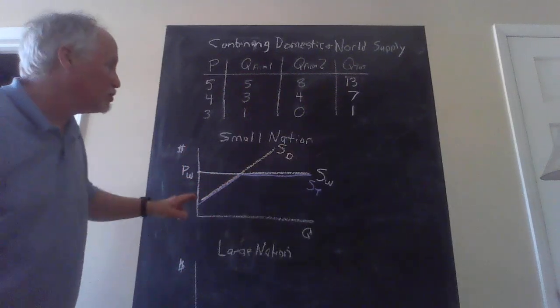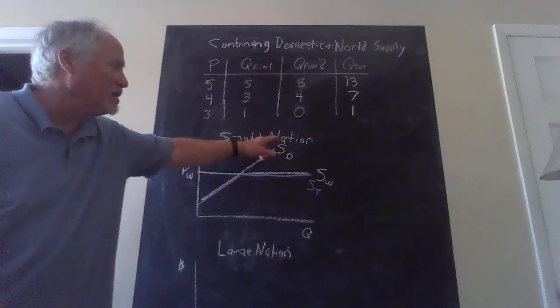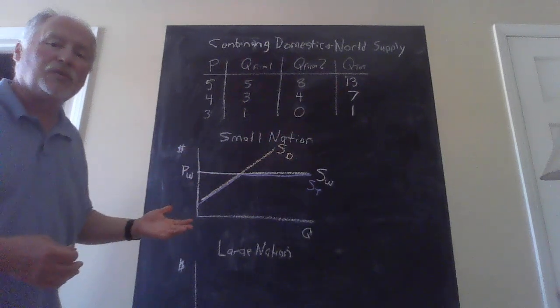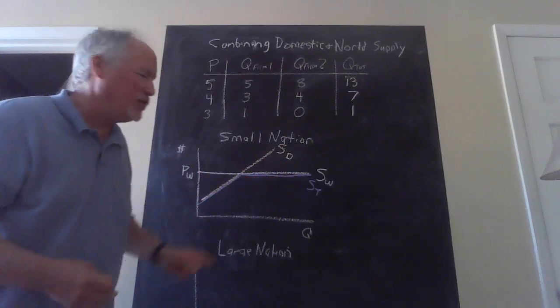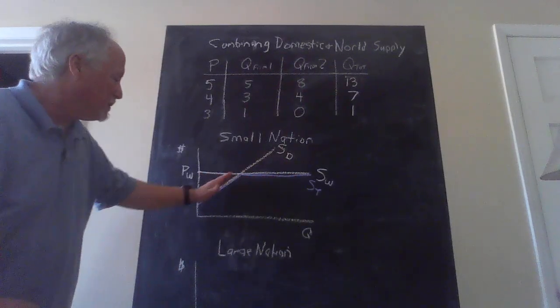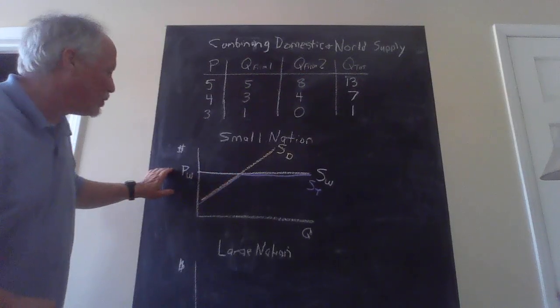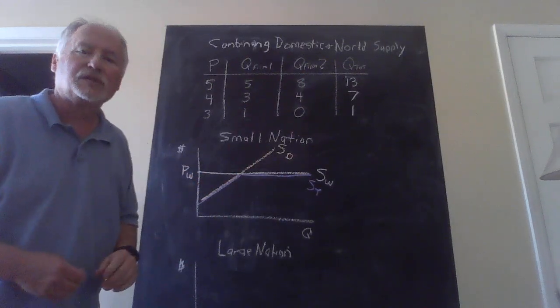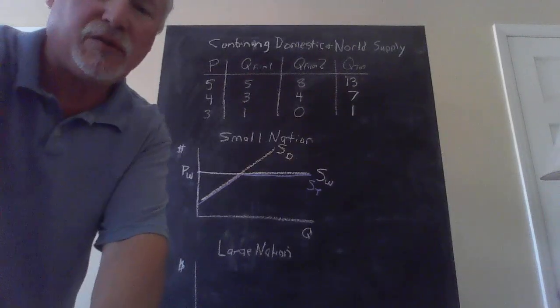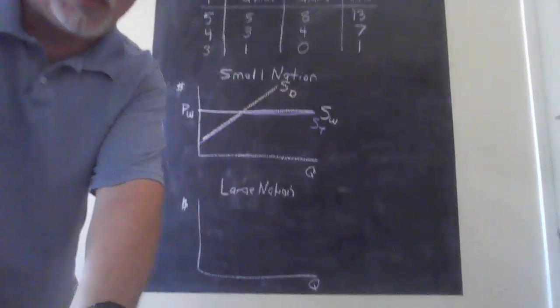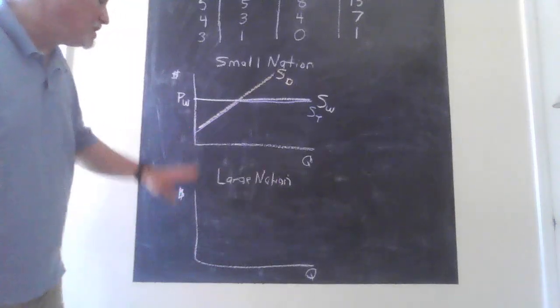If they don't allow free trade, then it's only the domestic supply curve. But once they allow international trade, the supply curve looks like the purple one that I've drawn in here, ST. It's the domestic supply curve up until you hit the world price, and then you follow the horizontal world price after that. Now I have to adjust so you can see this; we'll consider the large nation case down here.